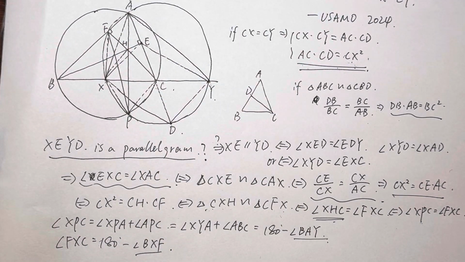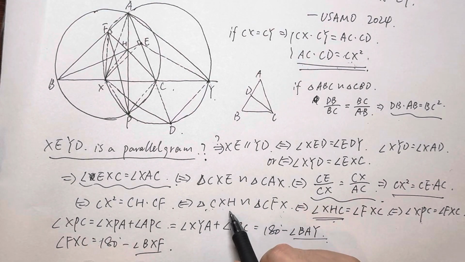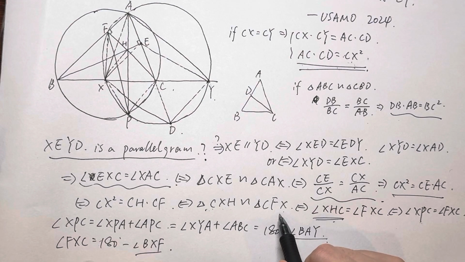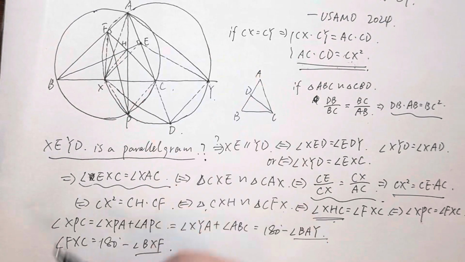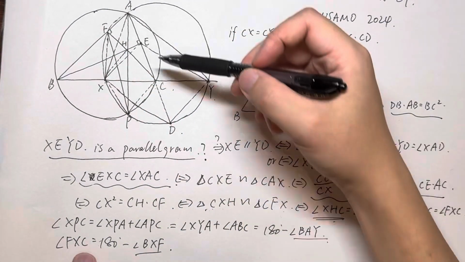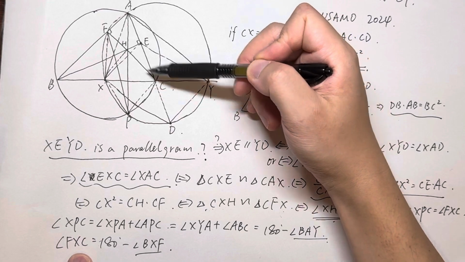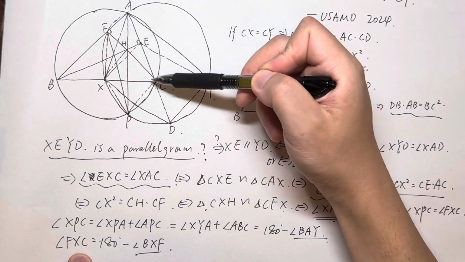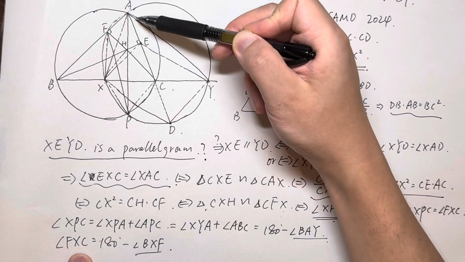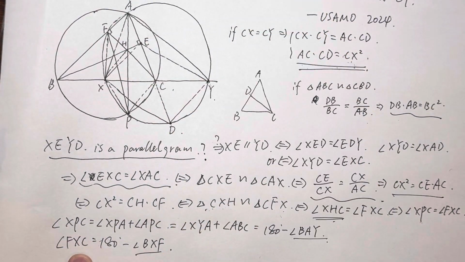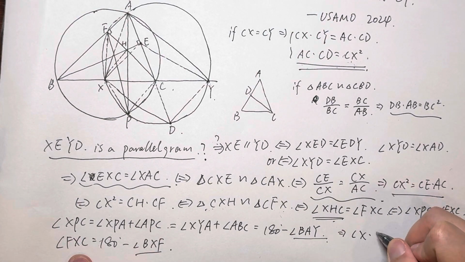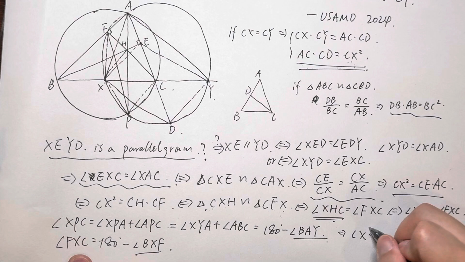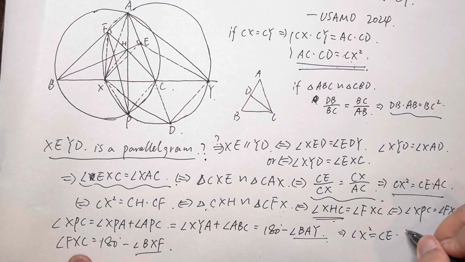For here, we just know that it is true that triangle CXH is similar to triangle CFX, right? Because this angle equals this one. So these two triangles are similar, which means CH times CF equals CX squared, which means CE times CA equals CX squared. Right? So we get CX squared equals CE times CA.